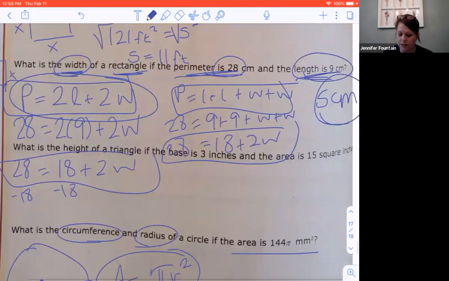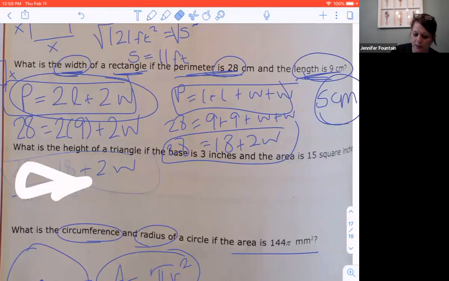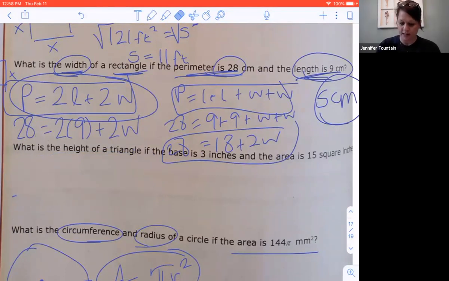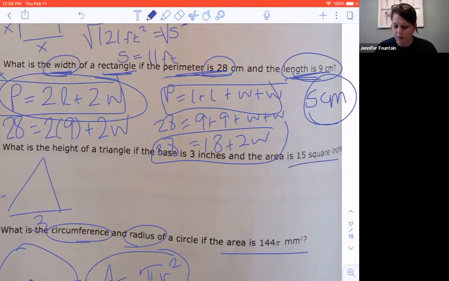Oh, I skipped over one, didn't I? I jumped over that one. So let's go back up one. What is the height of a triangle? Okay, so what I'm going to do is I know I'm drawing a triangle. If the base is 3 inches and the area is 15 square inches. So my base is 3 inches and I'm trying to find my height.